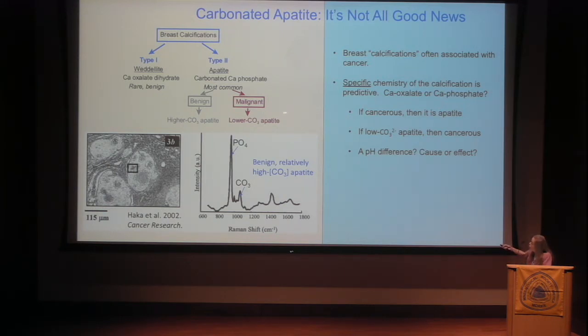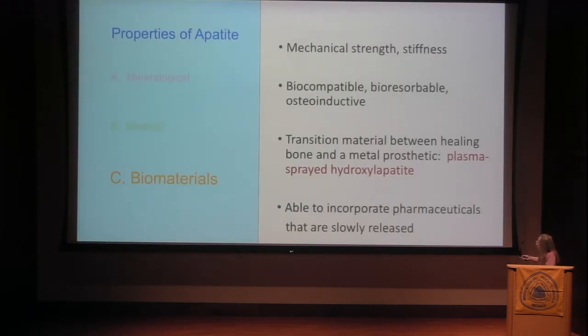Then we get to our carbonated apatite over here, and for the higher carbonated apatites, as indicated here in this Raman spectrum of the tissue, that tissue is benign with a higher carbonated apatite. But if we have a lower concentration of carbonate in the apatite calcification, then that's associated with malignancy. So unclear who's the driver, the cause and effect here, but an important tracer.